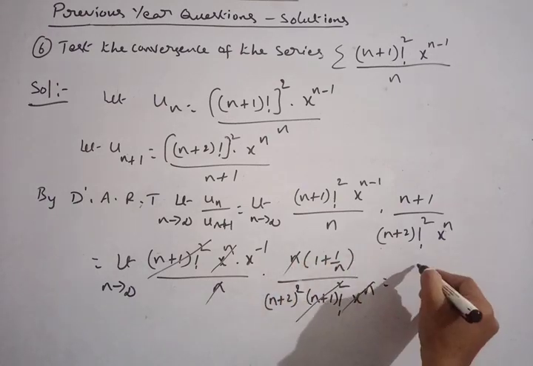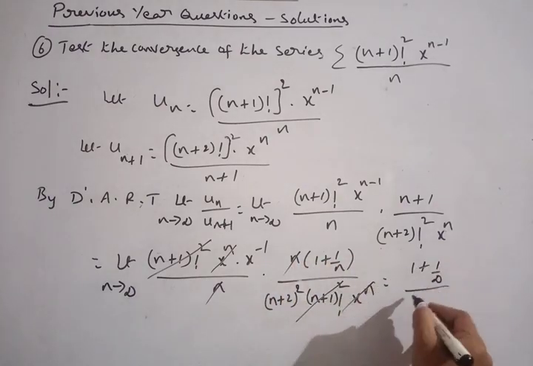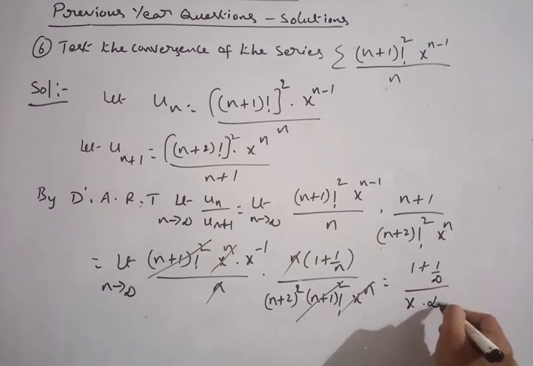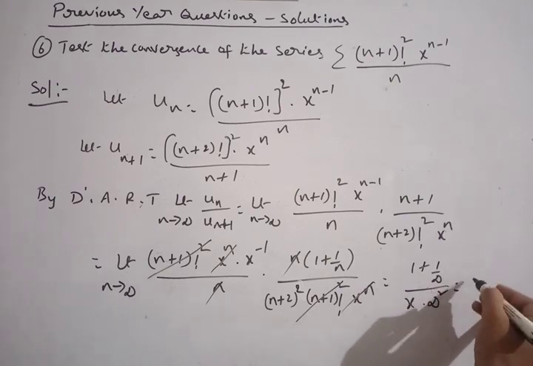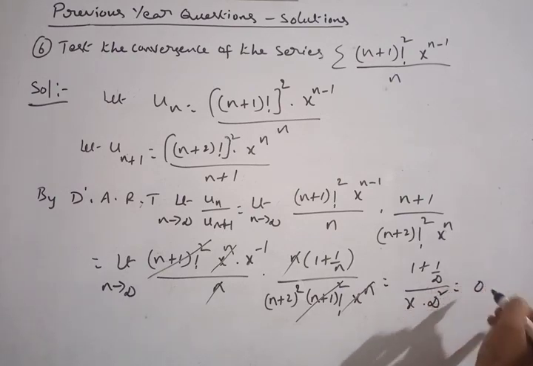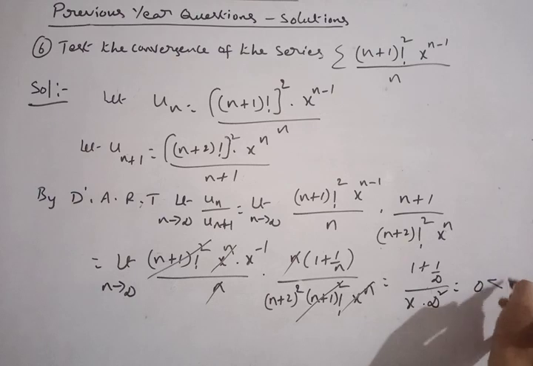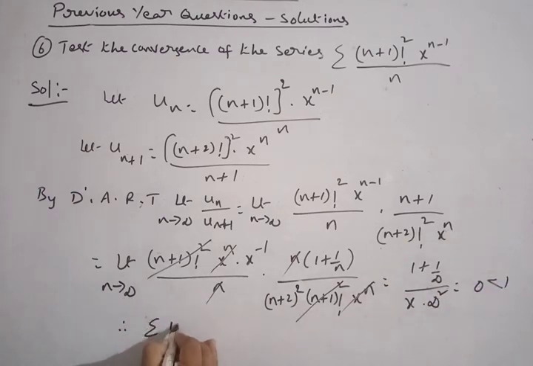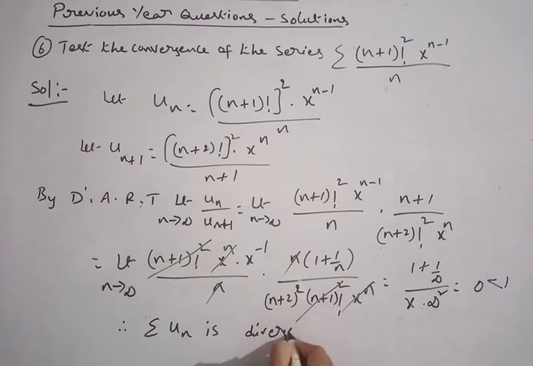If I apply the infinity, we get 1 plus 1 by infinity, by x into infinity, giving infinity square. Anything by infinity is 0. Infinity into x is infinity only. Anything by infinity is 0, which is less than 1. So therefore sigma un is divergent. Like this you need to solve when the problem has x given.